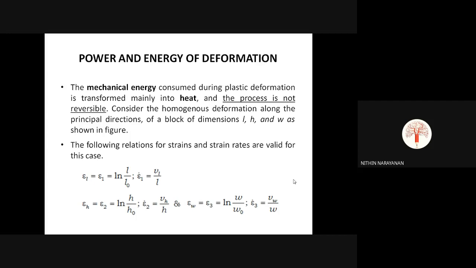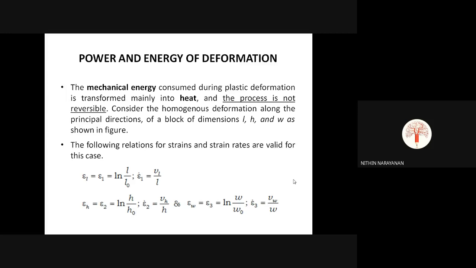Strain rate means with respect to time. With respect to unit time, per second, per minute, how much strain has occurred. That is called a strain rate. So that is change in dimension per unit time divided by the original length. Okay, what is strain? Change in dimension by original length is strain. Strain rate means change in dimension per unit time per original length.